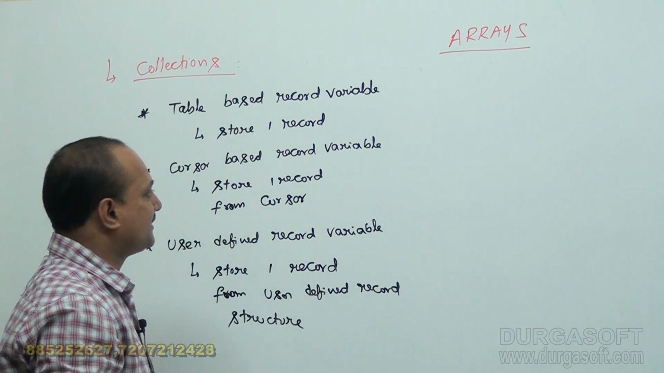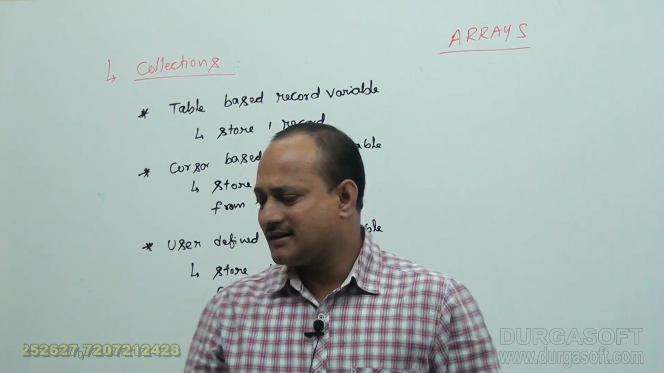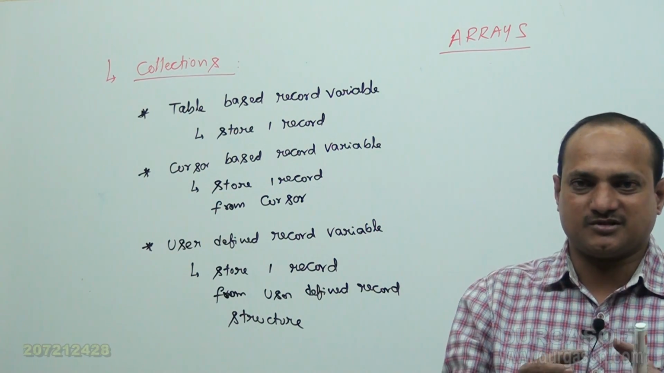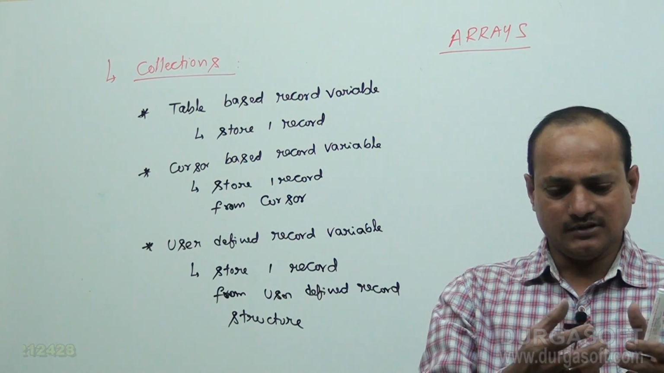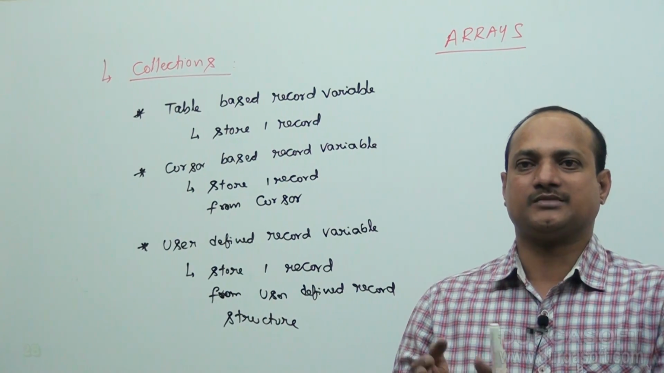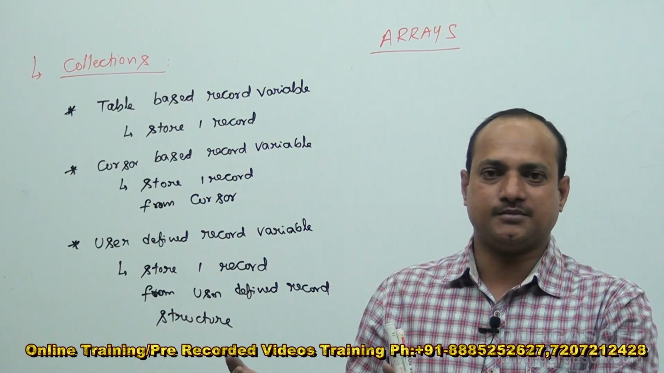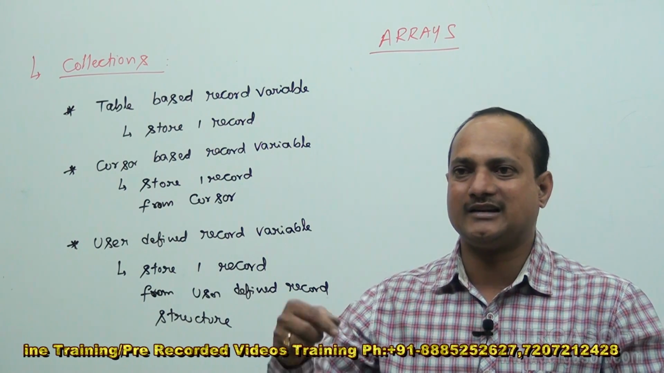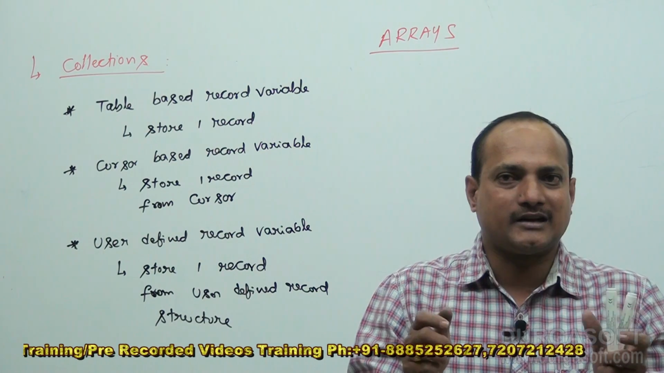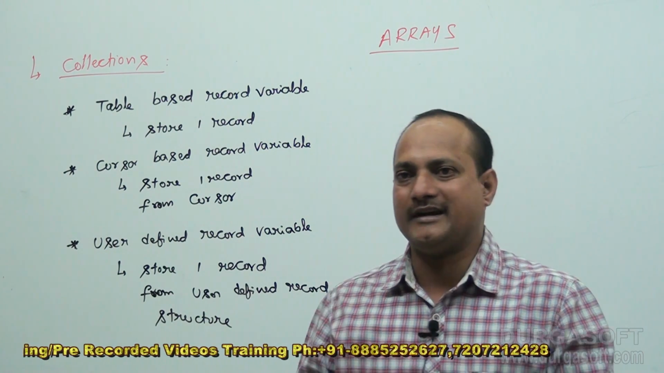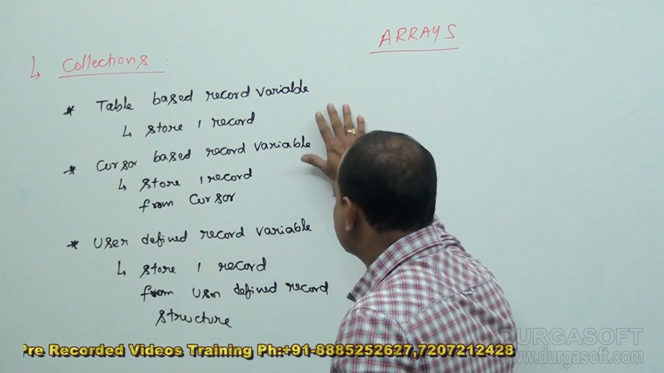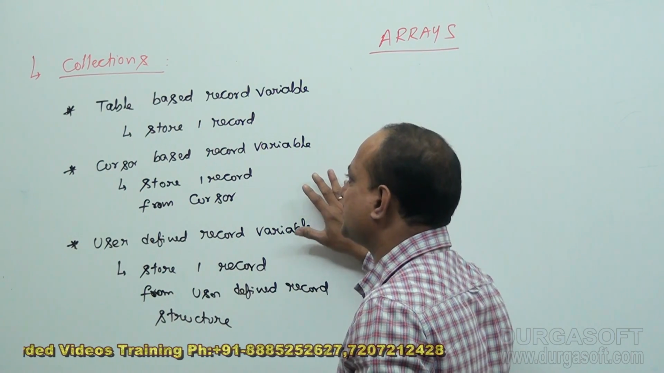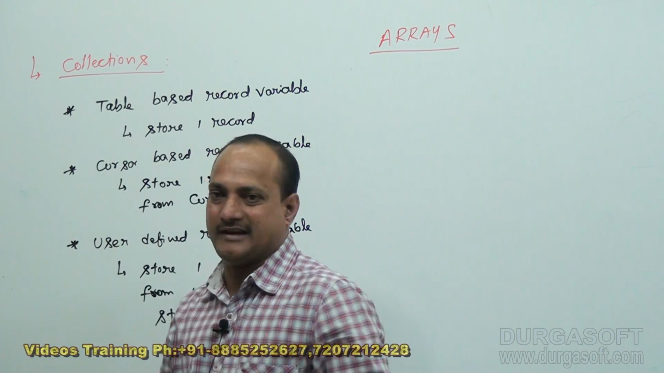So these are called collections. Here, these are three types of records. A record is a collection of columns, or a group of columns: one column number type, another column character type, another column date type. Different data types of values you are storing under one variable. That's why this is called a composite variable. A composite variable is also known as one type of collection variable.